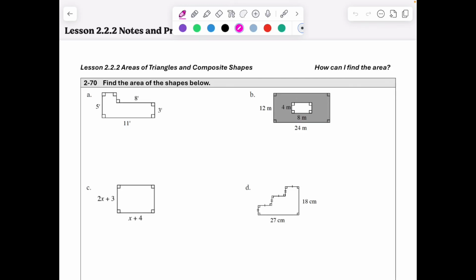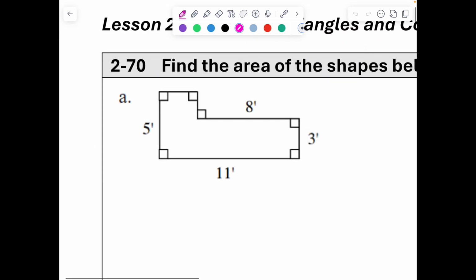All right, this is lesson 222, areas of triangles and composite shapes. So we're going to be working on finding the area of some of these shapes below. Now you may look at the shape and think, I don't have a formula for this shape, or I'm not sure how to find the area. What we can do though is cut this shape into shapes that we do know how to find the area of, right? So I'm going to turn this into an 11 by 3 rectangle.